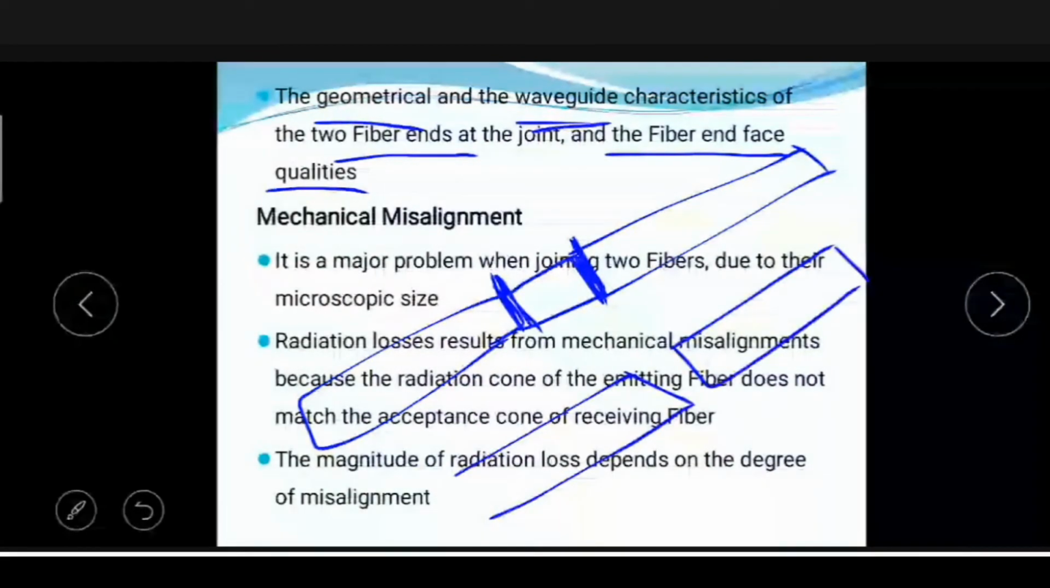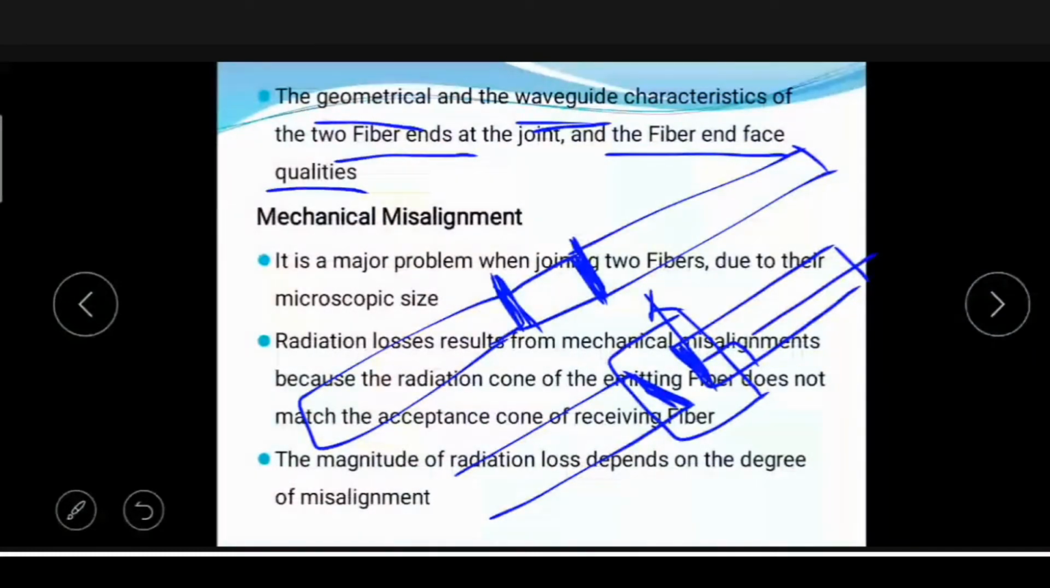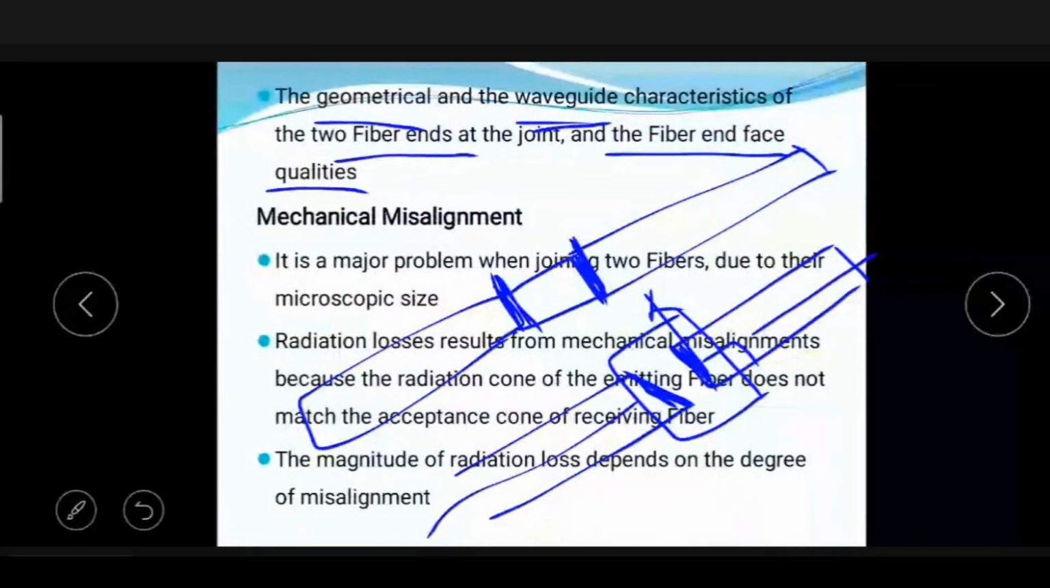See here, the fiber end face in this fiber is smooth. It is proper, but here it is not. And this is to be perpendicular to the axis. This is the axis. So this is not perpendicular to the axis. This is nothing but fiber end face quality. It should be proper.